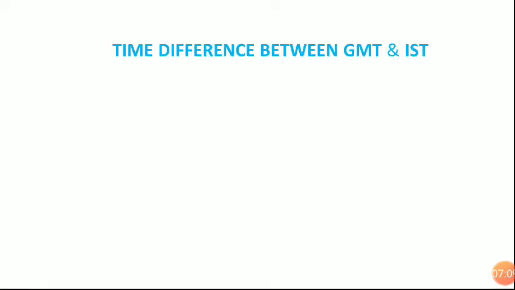Now, very important, how do we calculate the time difference between the GMT and IST, that is Greenwich Mean Time and Indian Standard Time? I know many of you might know that the difference in the time is 5 hours 30 minutes. But how do we calculate it? Let us go ahead.